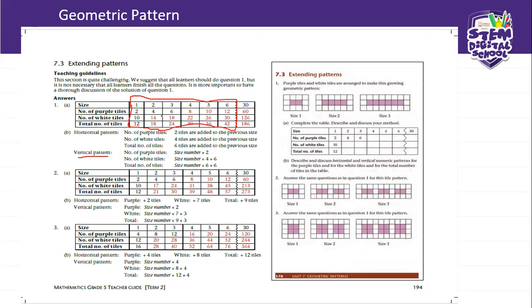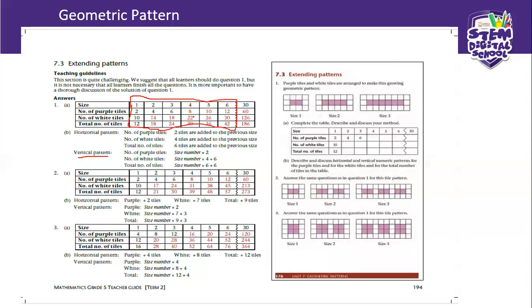2 times 2 is 4. 2 times 3 is 6. 4 times 2 is 8. 5 times 2 is 10. 6 times 2 is 12. 30 times 2 is 60. So the first one speaks about 2. The next one speaks about size number, right?